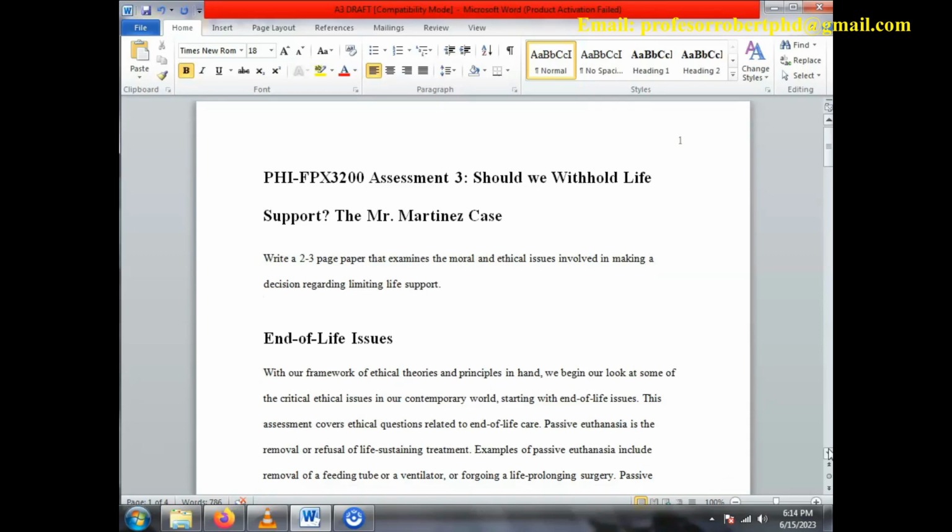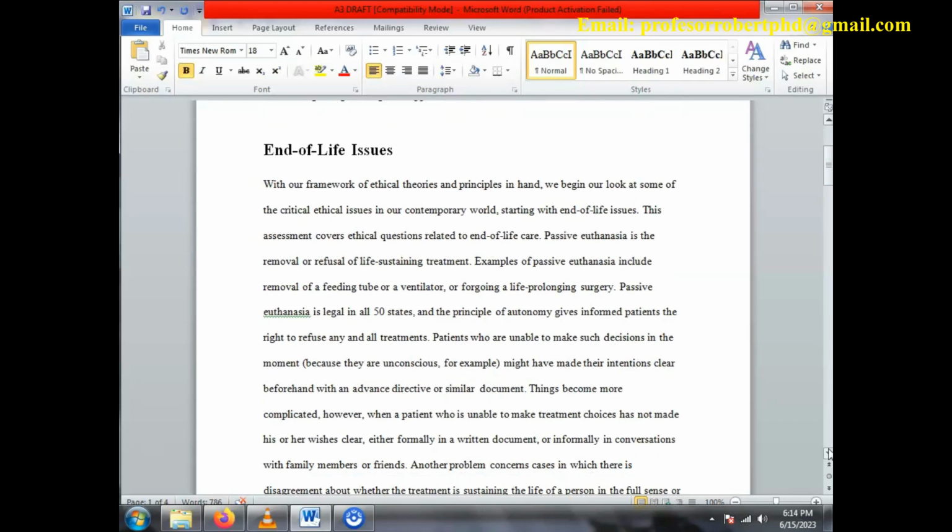End-of-life issues. With our framework of ethical theories and principles in hand, we begin our look at some of the critical ethical issues in our contemporary world, starting with end-of-life issues. This assessment covers ethical questions related to end-of-life care. Passive euthanasia is the removal or refusal of life-sustaining treatment. Examples of passive euthanasia include removal of a feeding tube or a ventilator, or forgoing a life-prolonging surgery.